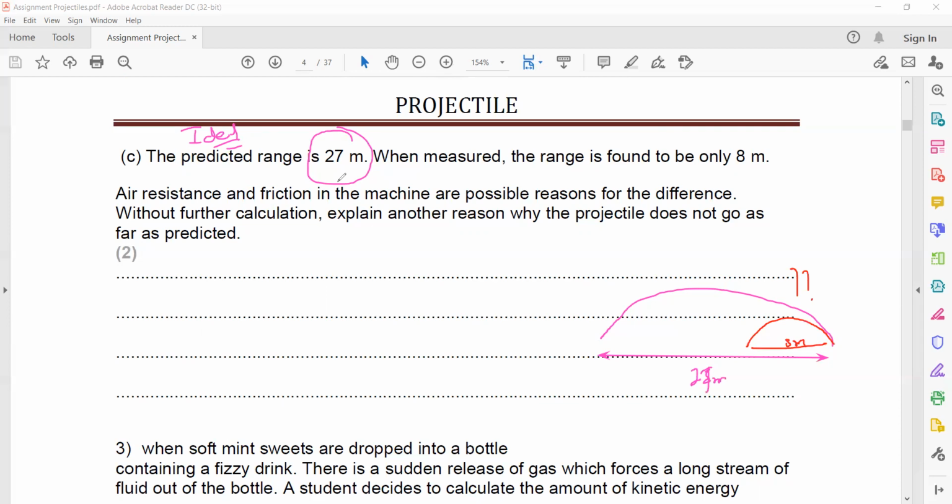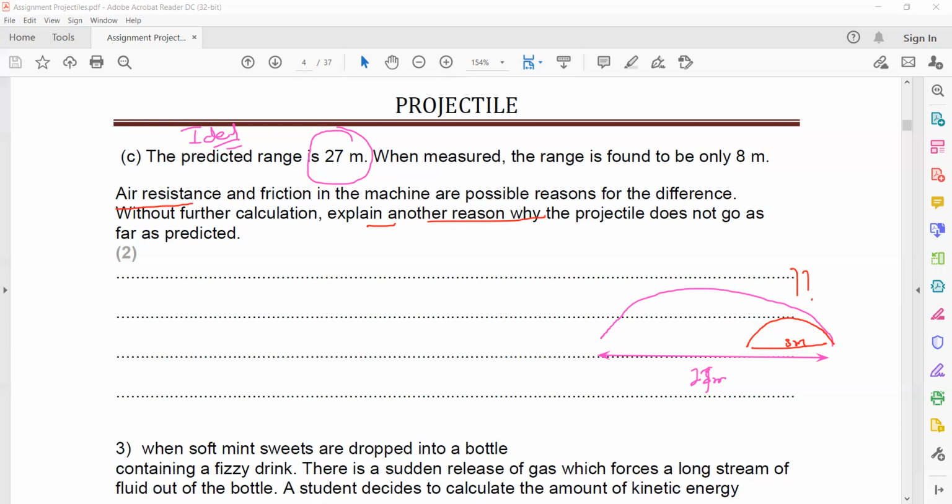Air resistance and friction. They already mentioned that air resistance and friction in the machine are the responsible reason for the differences. Without further calculation, explain another reason why the projectile does not go as far as predicted. So air resistance and friction are the two reasons they already mentioned. But what other thing? Why does it not go out to the same range which is predicted, 27?